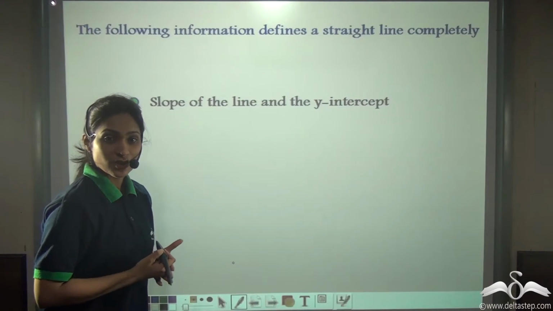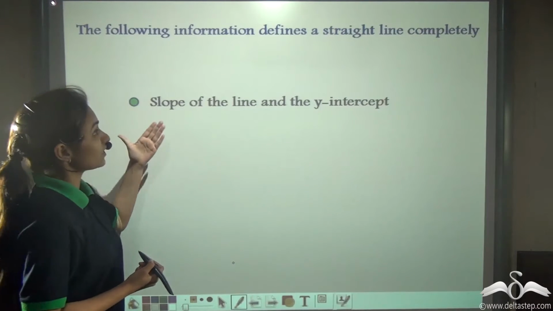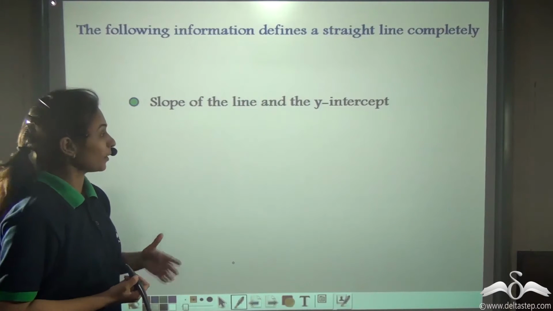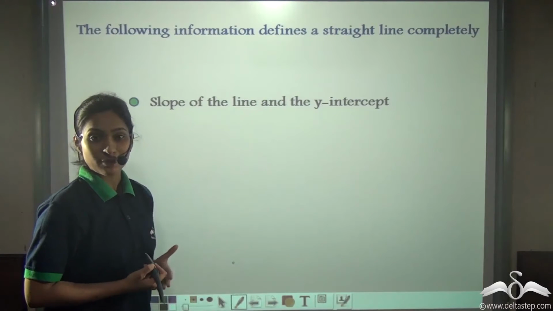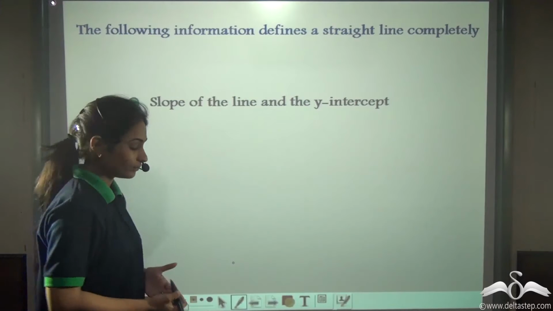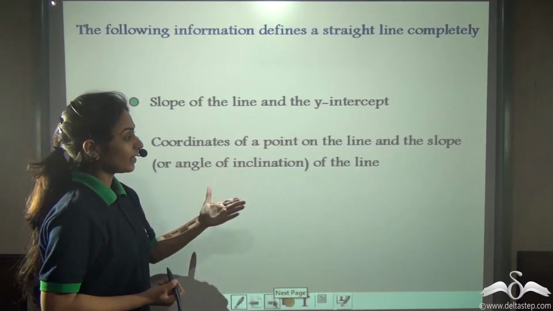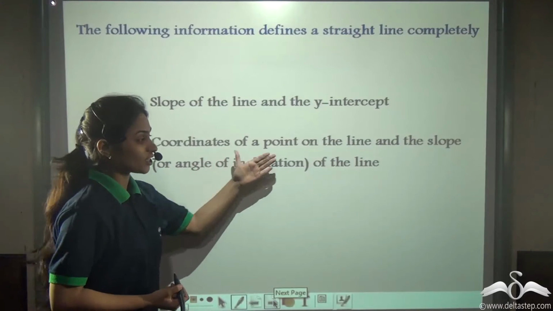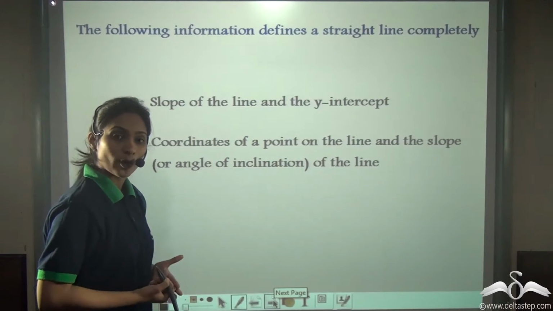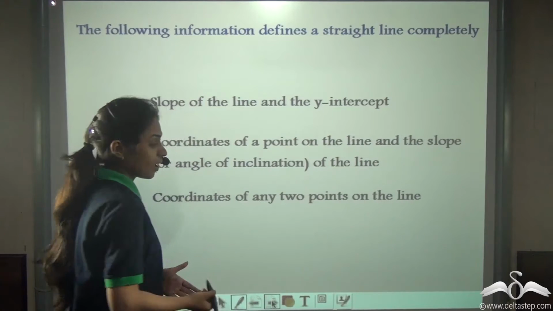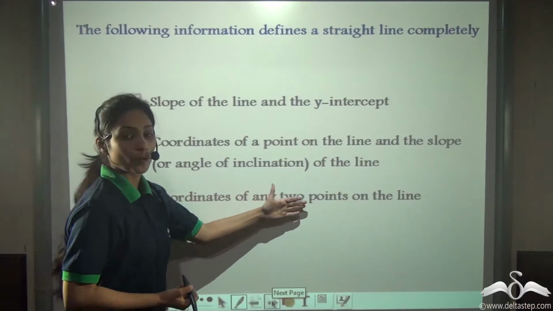In our previous lectures, we have learnt that what defines a straight line completely can be the slope of the line and the y-intercept, covered in slope-intercept form, or the coordinates of a point on the line and the slope or angle of inclination of the line, covered in one-point form, and coordinates of any 2 points on the line.